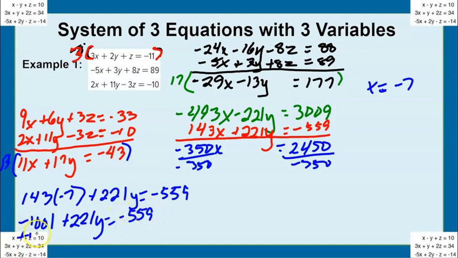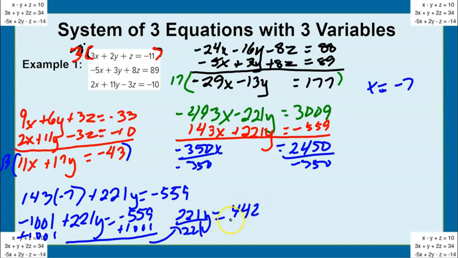I'm going to add 1001 to both sides. And then I'm going to put that over here. So I'm going to have 221y equals a -559 plus 1001. It's going to give us 442. Divide this by 221. And y is going to equal a +2.